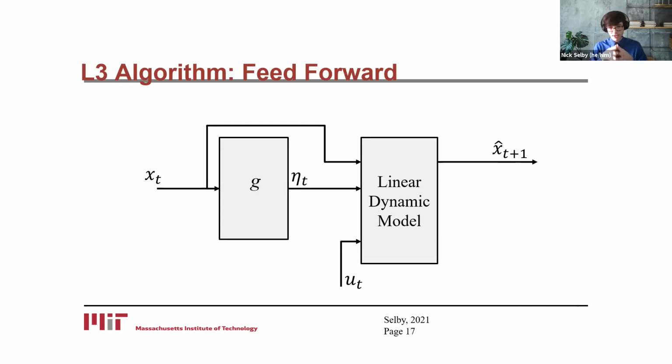At its core, the learned lifting linearization, or L3 algorithm, consists of a neural network, that's G, that takes state inputs, that's X, and outputs a set of nonlinear observables, eta. This output, the state and the control input, are fed through a linear dynamic model that evolves the state forward through time.